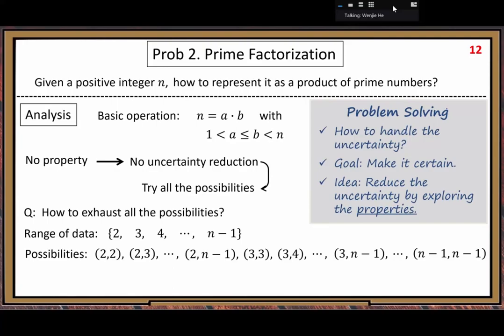That's the number of experiments we need to work. So for each pair, we need to check if n equals A times B. True or false? We need that checking operation. Now, can you tell me how many tests do we need to do?